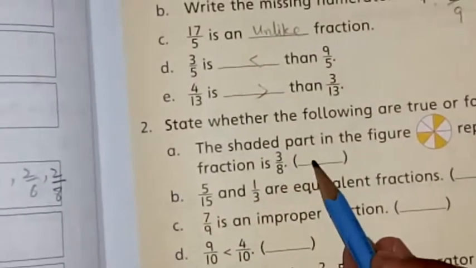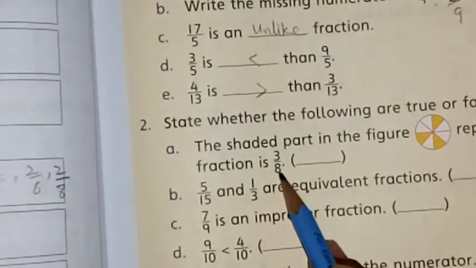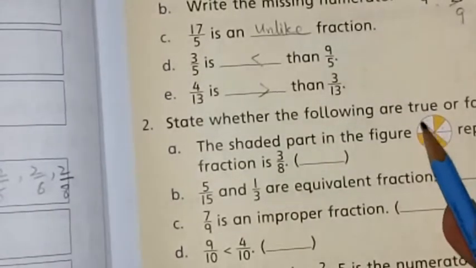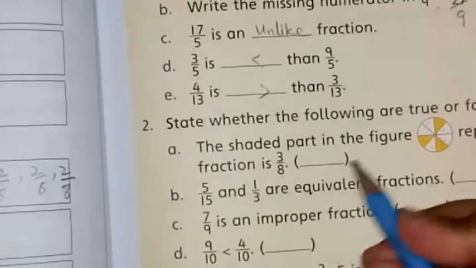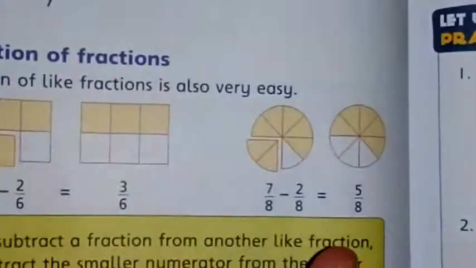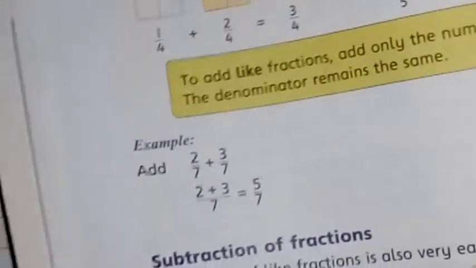The shaded part in the figure represented as a fraction is 3 by 8. Let me check it. 1 2 3 4 5 6 7 8. Yes, 3 by 8, true. Similarly you have to solve all the exercise. All these will be solved like that. We have discussed this in our topic.